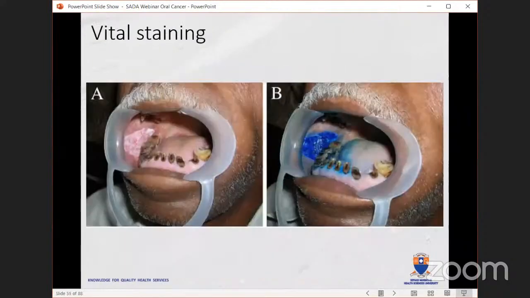There's something called vital staining, which involves using a dye such as toluidine blue or tolonium chloride to stain and highlight abnormal tissue regions. Abnormal cells are stained more easily than normal cells. Studies on this report a high sensitivity for this screening tool. However, even if positive staining is obtained, a biopsy is of course still indicated.